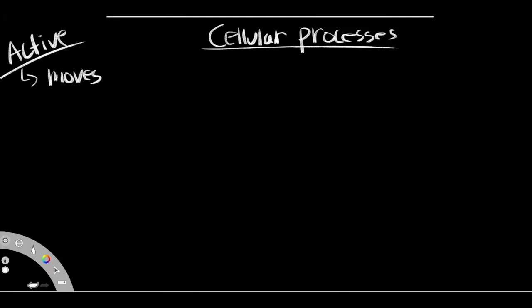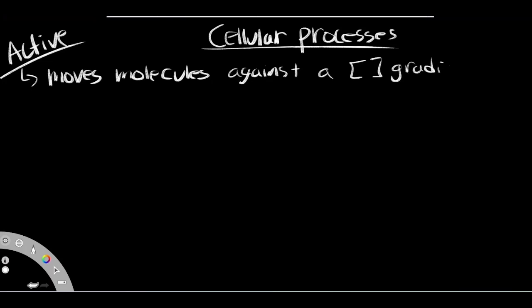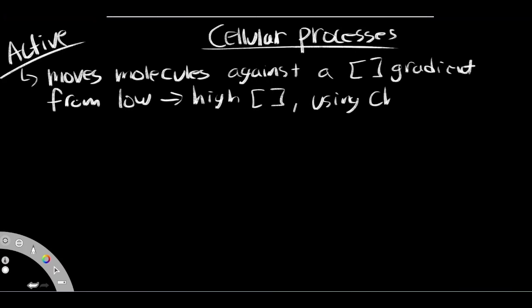It moves molecules against the concentration gradient, this time from a low to high concentration area. Obviously using protein carriers or protein channels, but also using ATP. So using channels, and this is the important one, ATP.